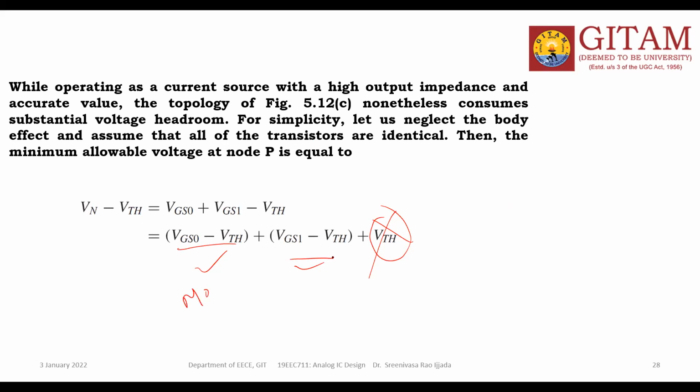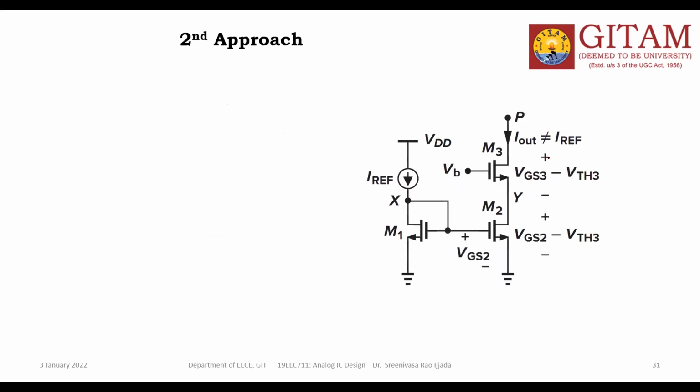This is the overdrive voltage of the M1 device. But what is this? This is not the same. So this is called the one VTH overhead. The VTH value may be 0.3 to 1 volt, but this is excess in the circuit. How can we reduce this penalty? In this approach we are going to discuss how to avoid that extra VTH value.